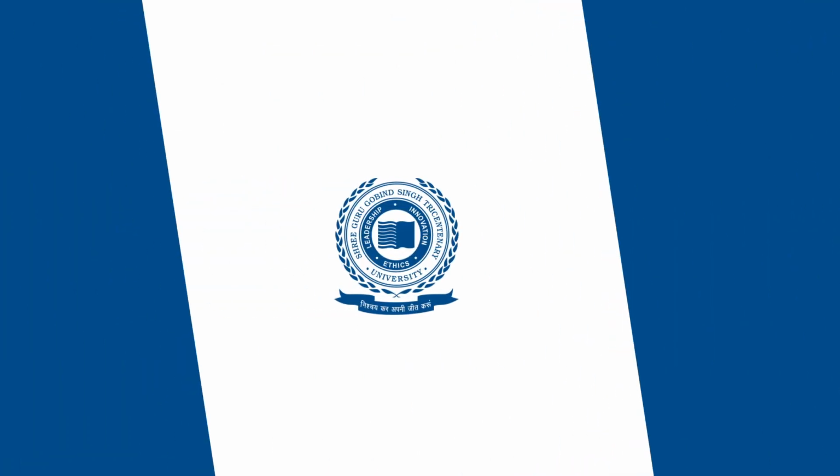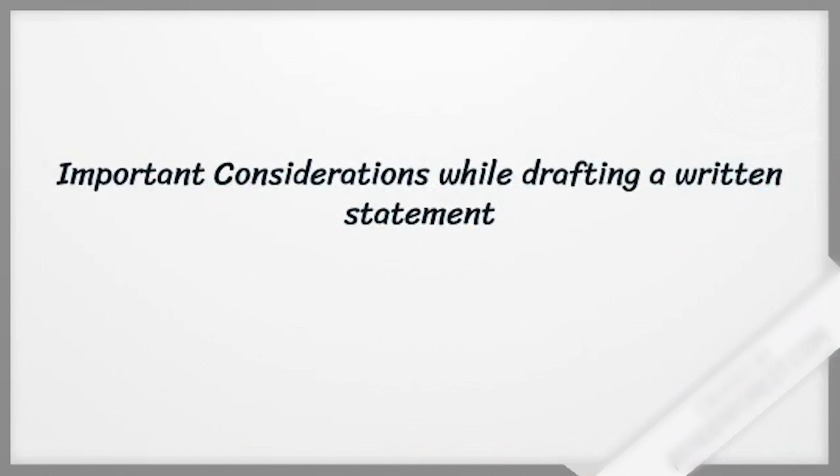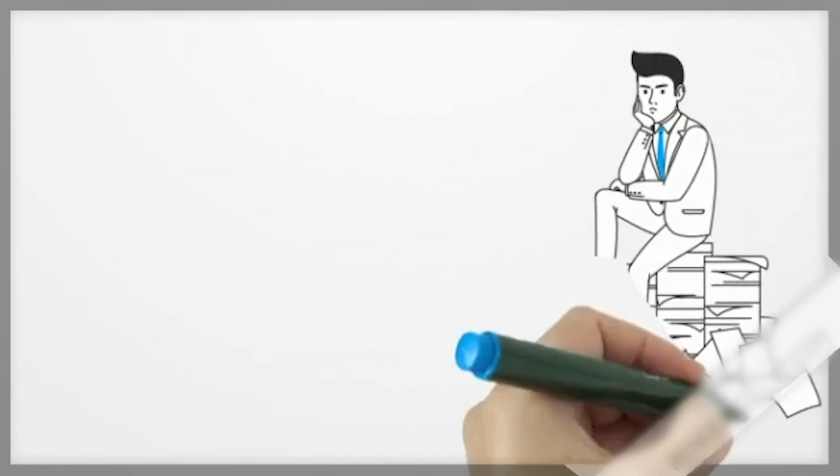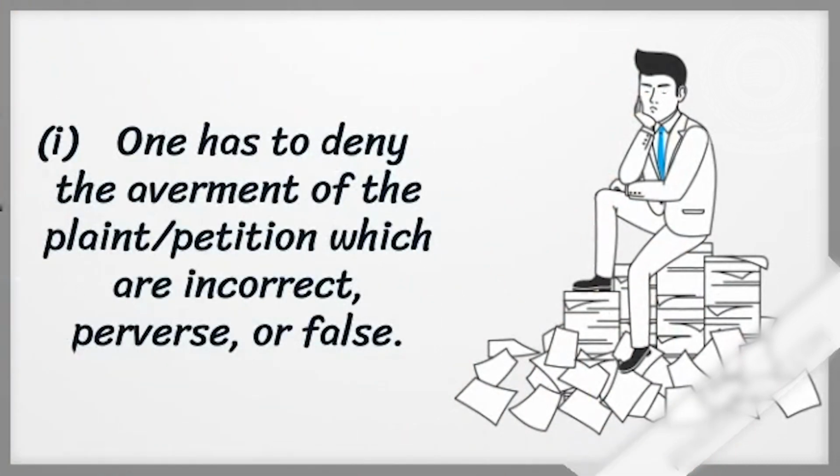Dear students, now let's understand what is the important part in the written statement. Important considerations while drafting a written statement are as follows. Point number 1. One has to deny the averments of the plaint petition which are incorrect, perverse, or false.